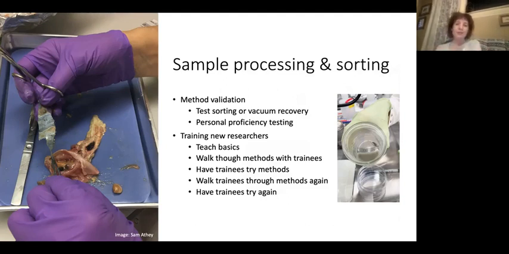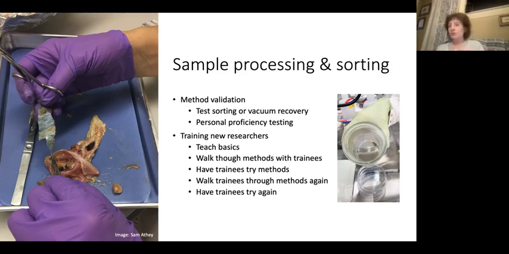Important things here too. I'm thinking about method validation, testing your sorting or vacuum recovery. Some groups will spike particles into a sample, count how many they put in, and then run it through those digestion and vacuum filtration steps, and then see how many you pull out at the end. Is it an 80% recovery, a 90% recovery? That's pretty good. If it's 30%, that's probably not good, and you might need to redesign your approach.